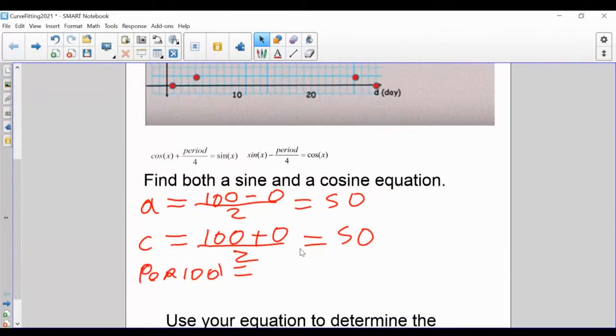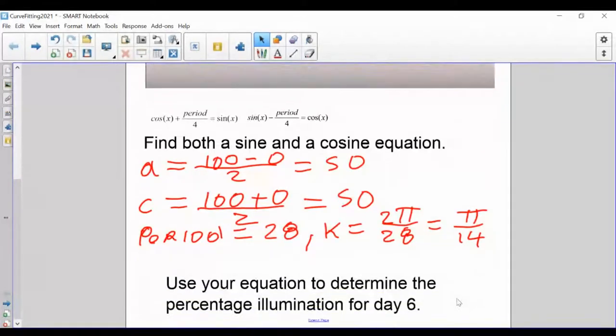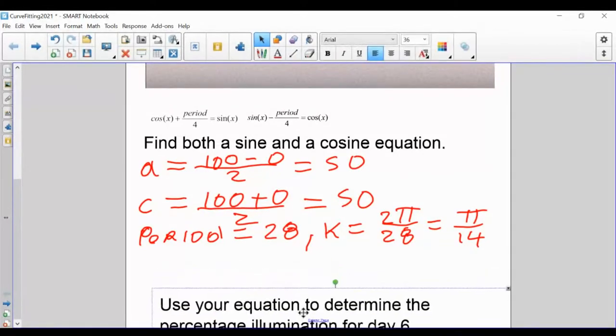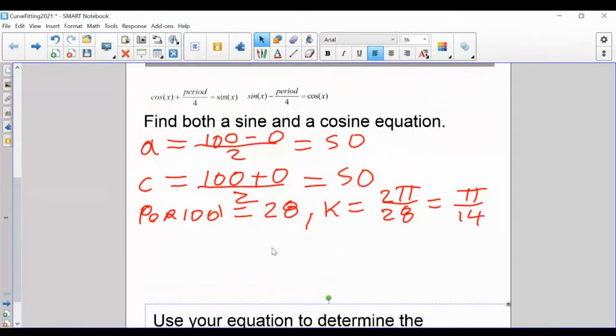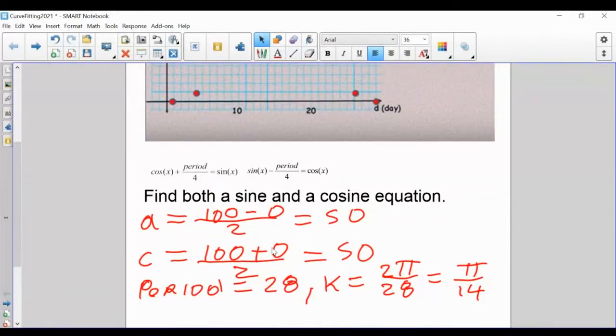So the period in this case is 28, which means that the k value, this is something we covered on one of those earlier videos, is 2 pi divided by 28, or pi over 14. Okay, that's the k value. Now, here's the way I'm going to teach you to write your function. We need to know what the phase shift is.